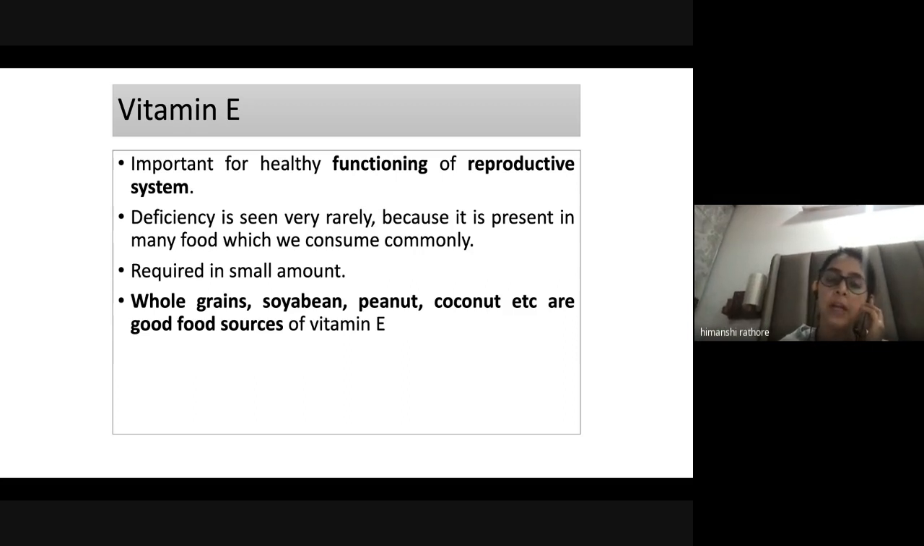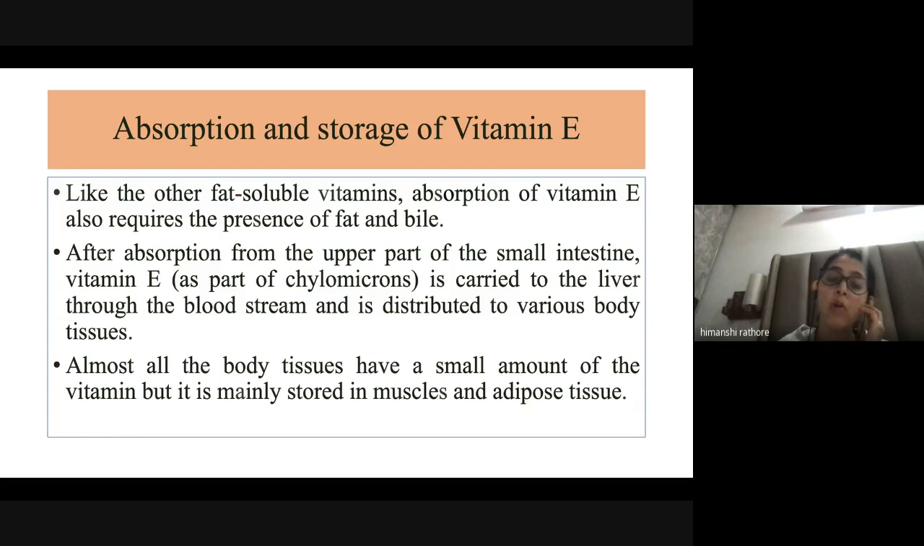So this is about vitamin E and how vitamin E is absorbed and stored, like vitamin D and vitamin A, because this vitamin is also from the category of fat soluble. They also require fat and bile, because bile is required for fat absorption. So indirectly, vitamin E also requires fat and bile. So you can easily write in your exams that the absorption and storage is similar for all the fat soluble vitamins, and they are absorbed in the small intestine only as a part of chylomicron, as I told you in the case of vitamin D also.